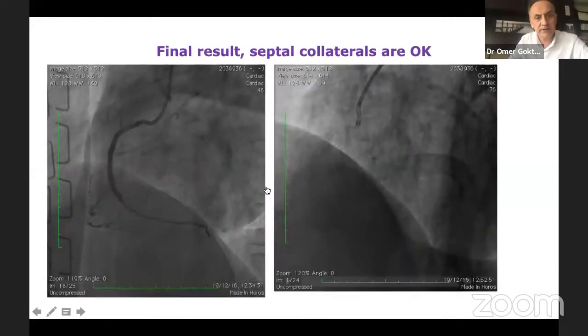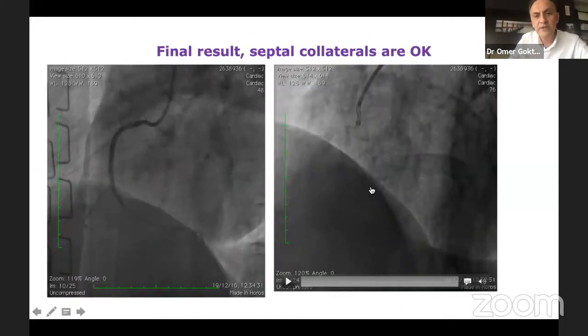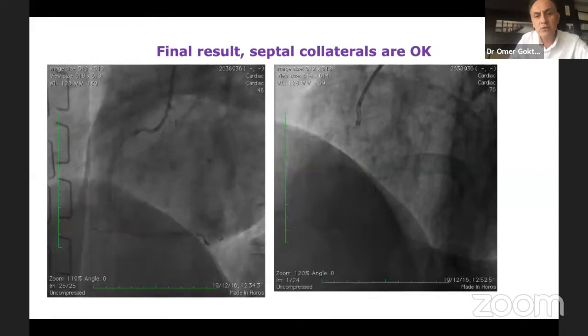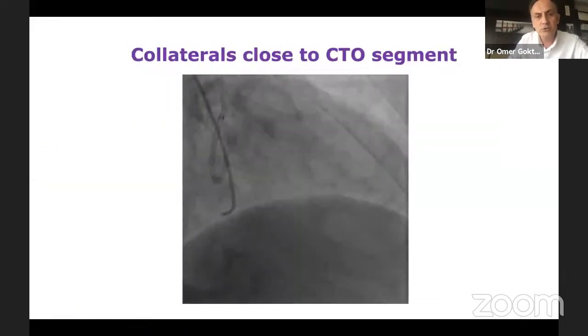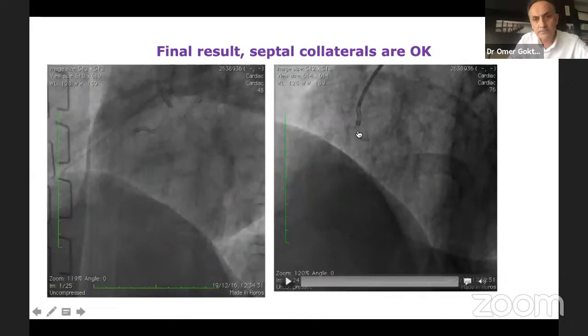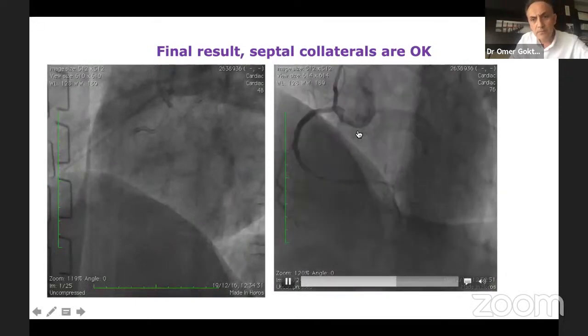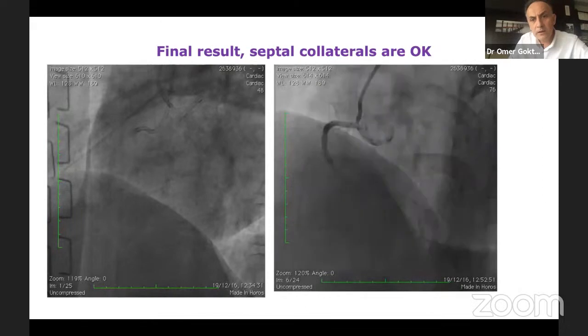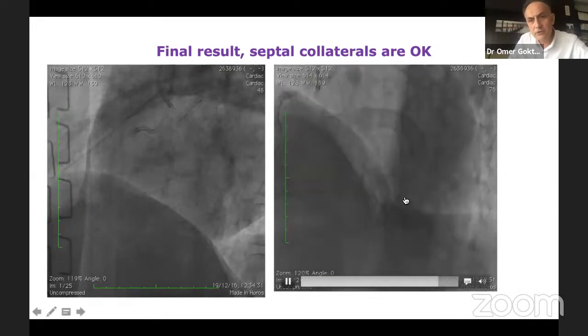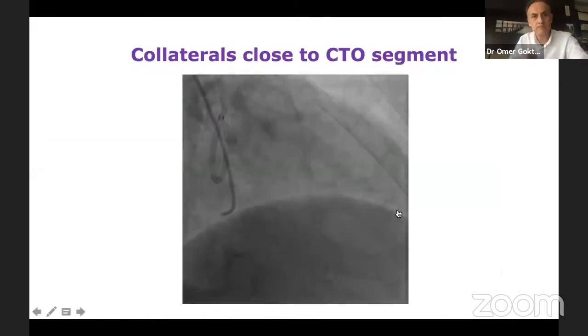This is the final result. Of course, in this case, because we did septal dilatation and we used invisible septals, we had to check the collateral. This is the result, and the septals are okay. You don't have any perforation, anything.